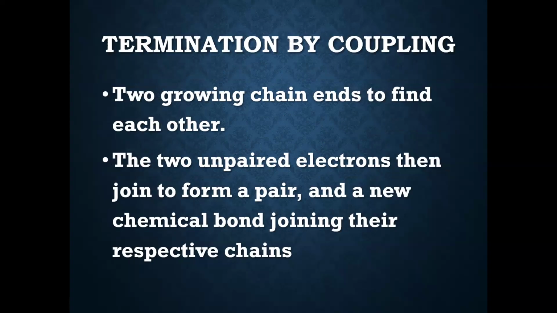Termination by coupling happens when two growing chains find each other. When they find each other, the two unpaired electrons will come close to each other and then join to form a pair of electrons. Once a pair of electrons is found together close to each other, there's a chemical bond. A new chemical bond is formed, which will join the two chains.